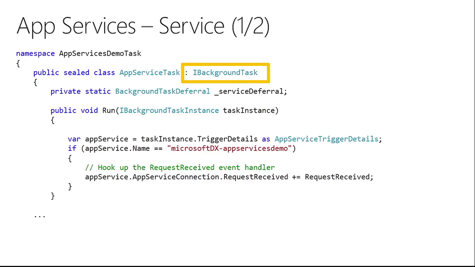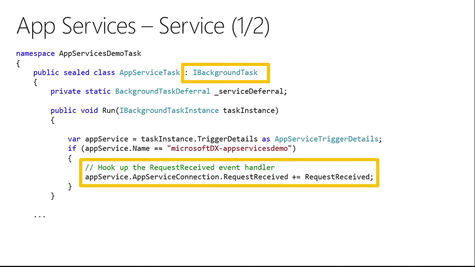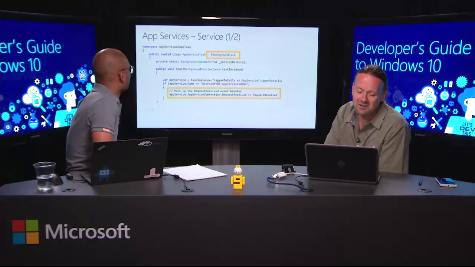Right, here's the service, first part of it anyway. It's a background task, no surprise there, and it has a run method, as all background tasks do. The essential thing in the run method is that you hook up a request received event handler. Run is the bootstrapper, the launch of your app service. So you hook up this request received event handler, and then you include that in your app service as well.